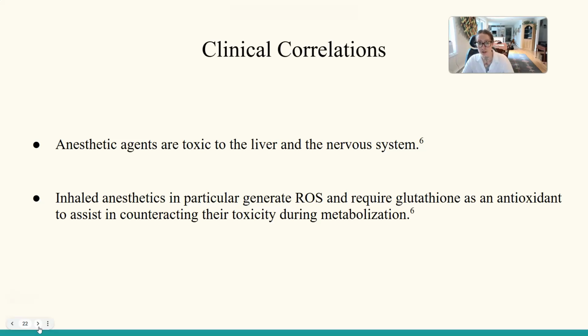Anesthetic agents are toxic to the liver and the nervous system. Inhaled anesthetics in particular generate reactive oxygen species and require glutathione as an antioxidant to assist in counteracting their toxicity during metabolism.